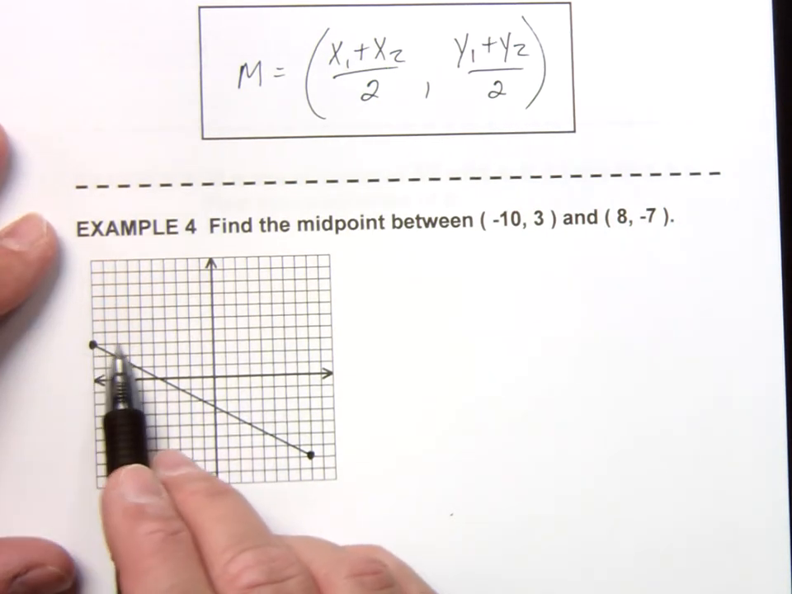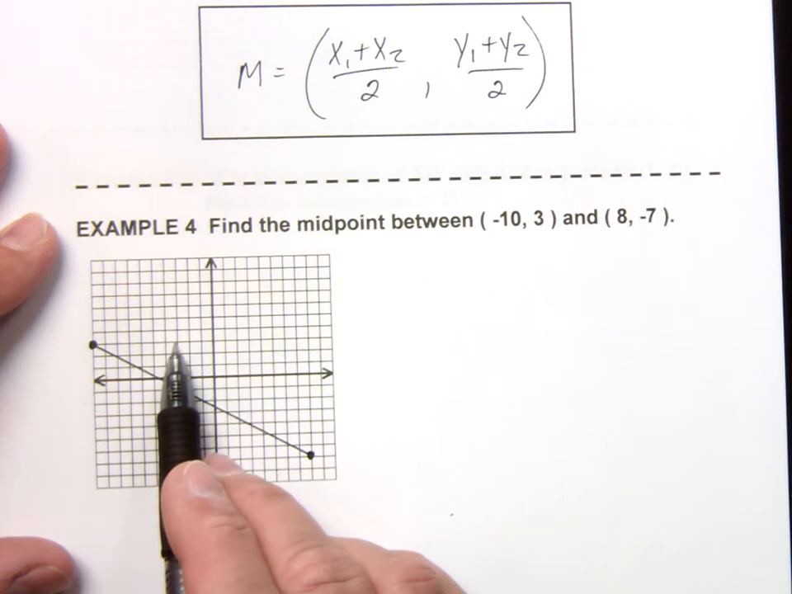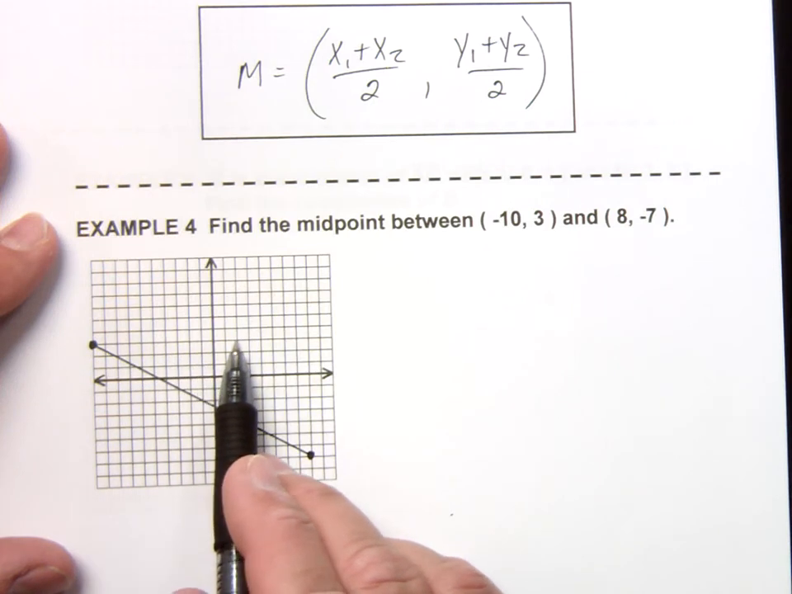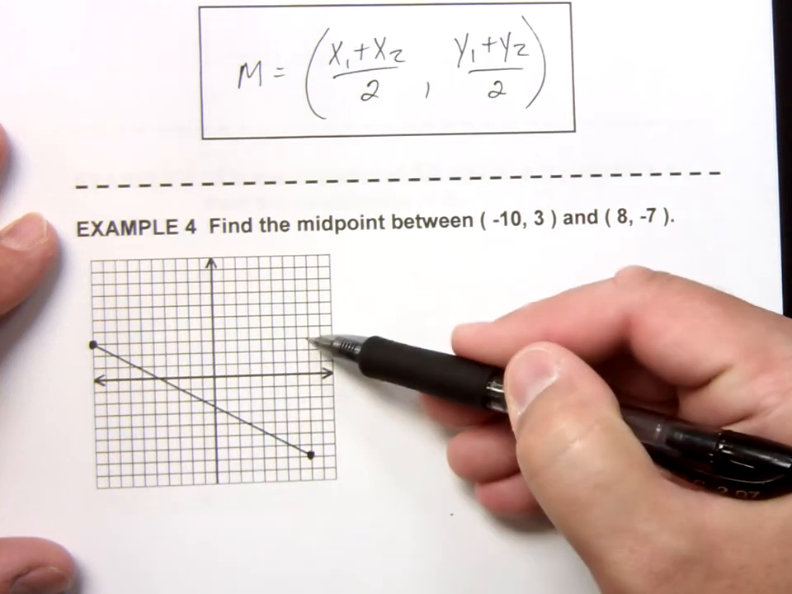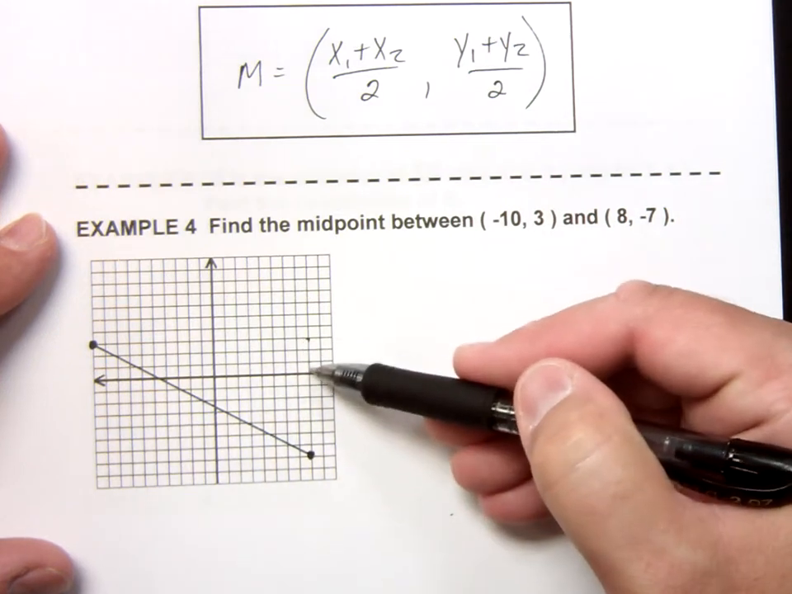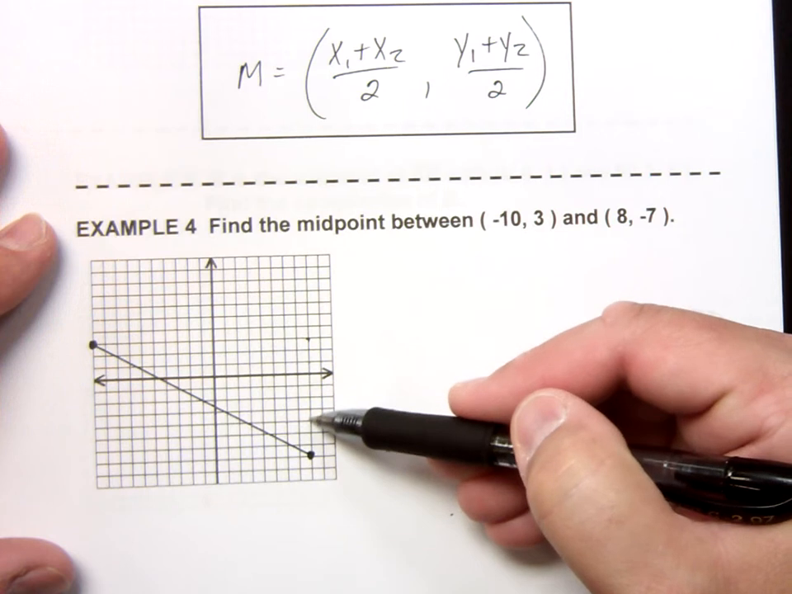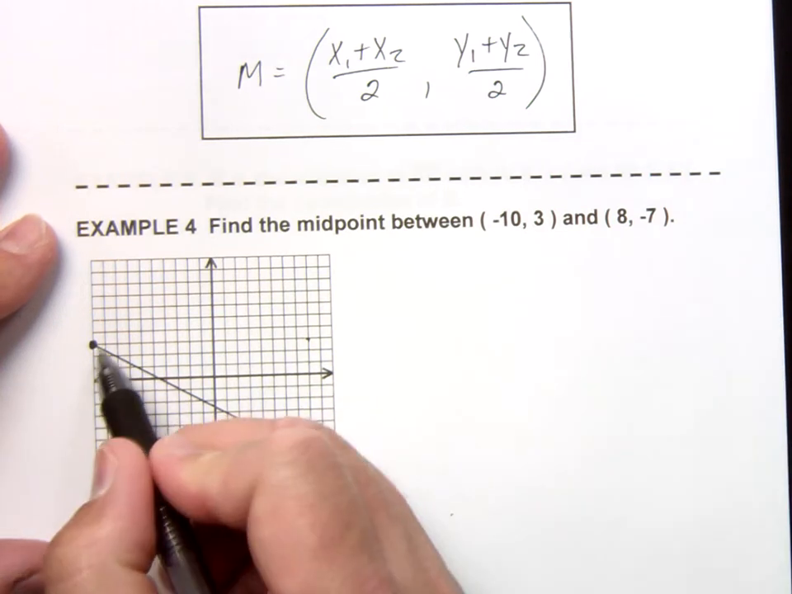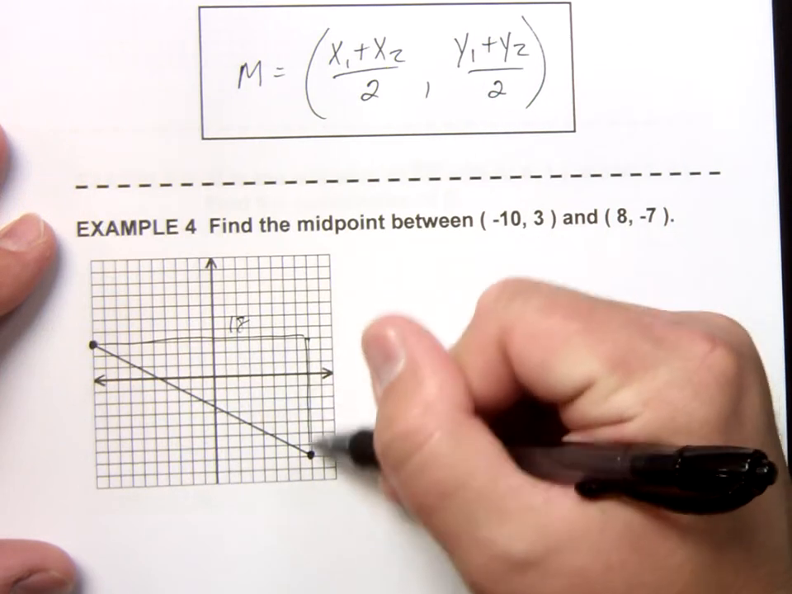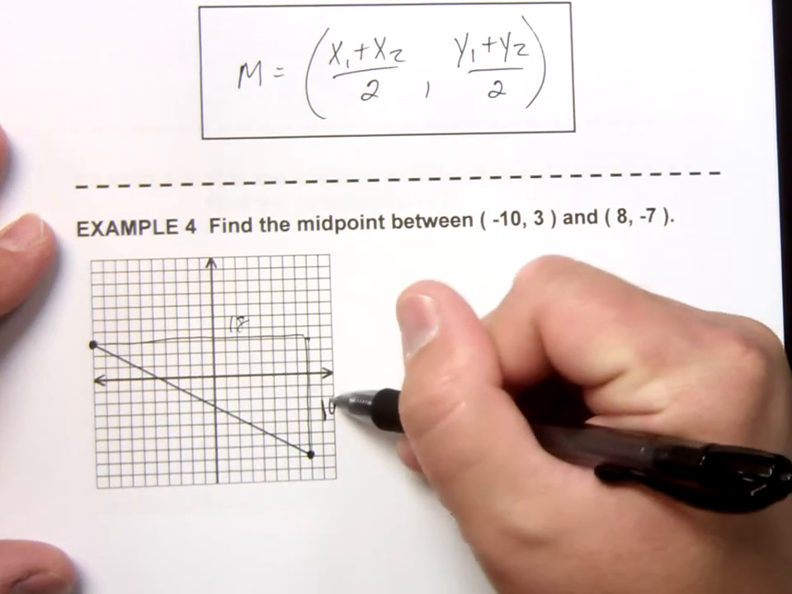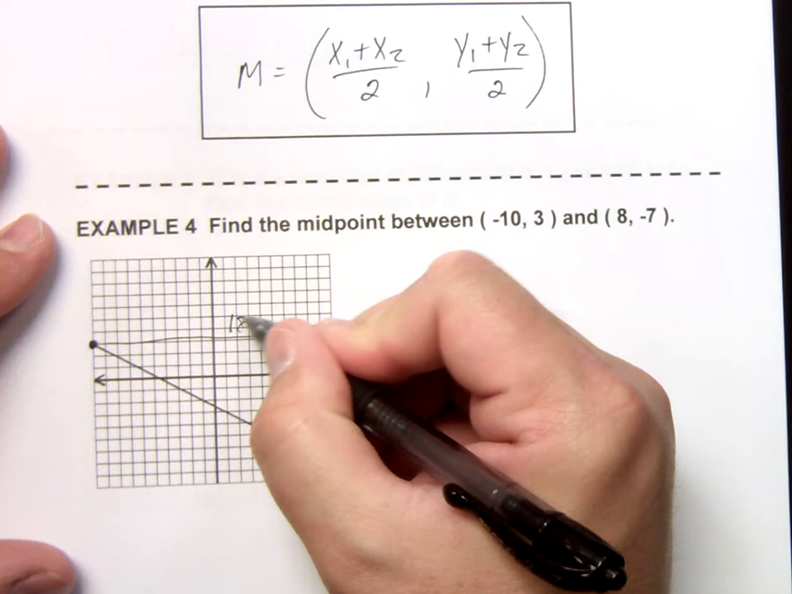1, 2, 3, 4, 5, 6, 7, 8, 9, 10, 11, 12, 13, 14, 15, 16, 17, 18. Over 18, down 1, 2, 3, 4, 5, 6, 7, 8, 9, 10. So I went across 18 and I went down 10. So that's how far I had to travel to get from one end to the other.